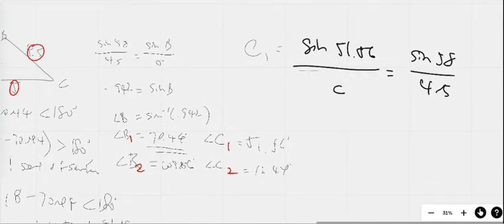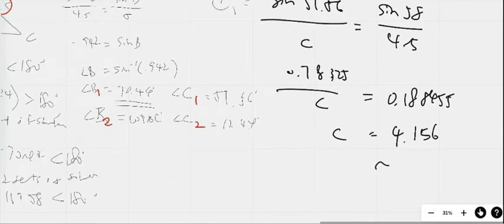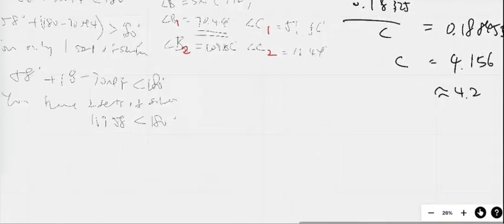And so sine of 51.56 is 0.78325 over C, and sine of 58 over 4.5 is 0.18845, and C will be 0.78325 over the answer, and you were supposed to get 4.156, or in short, just around 4.2. And this is C1.